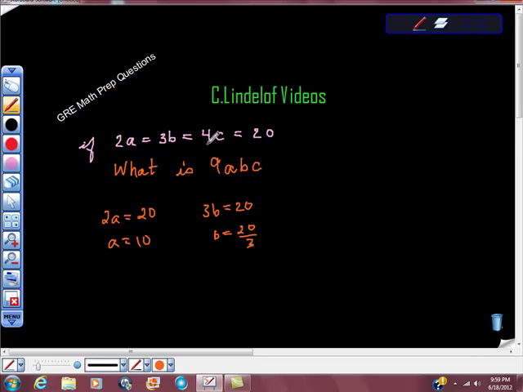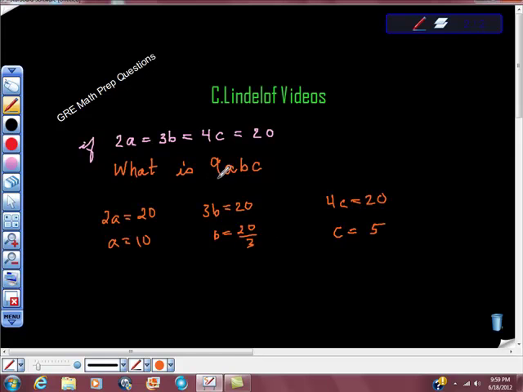I'm just doing these bit by bit. 4c is equal to 20, right? Because if 2a is equal to 3b and 3b is equal to 4c and 4c is equal to 20, then each of these pieces is equal to 20. So if this is true, then c is equal to 5, isn't it?